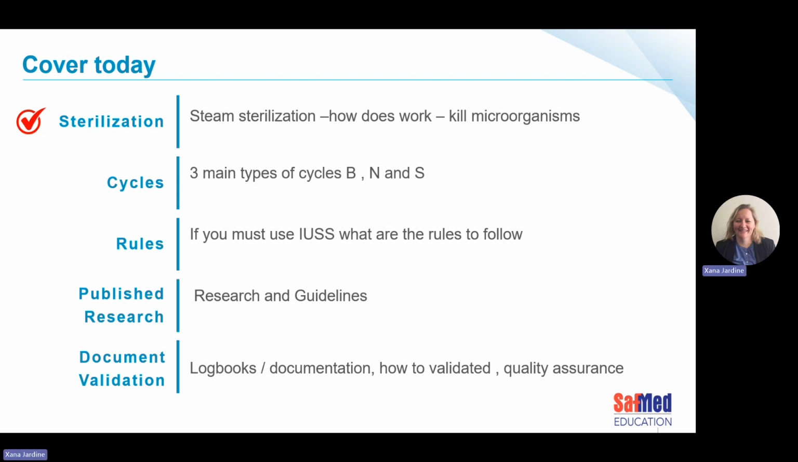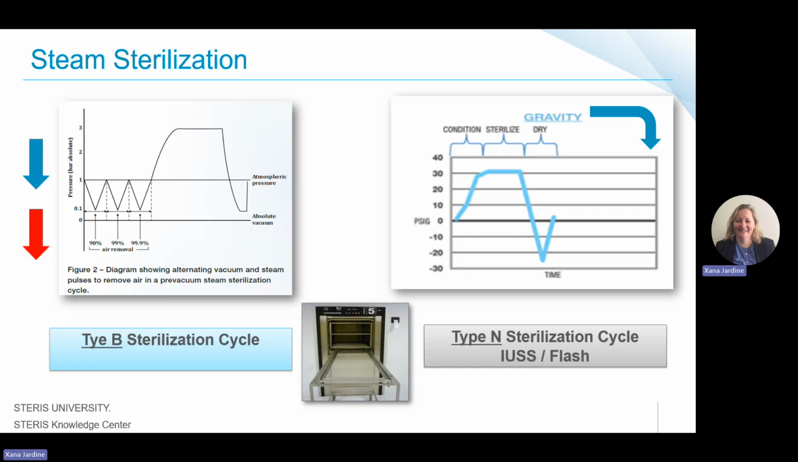Right, so steam sterilization. Now we know how it works, or at least reminded ourselves of how it works. Now let's have a look at the three main types of cycles that we have. The first one we're going to talk about is the type B sterilization cycle, and that's the one that I've already described to you now. So that is the cycle with the pump and the vacuum that removes air. There's actually a suction that removes the air physically.